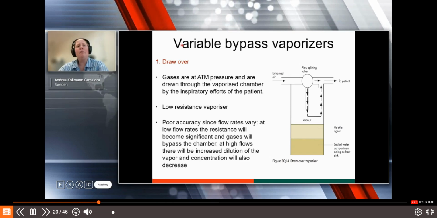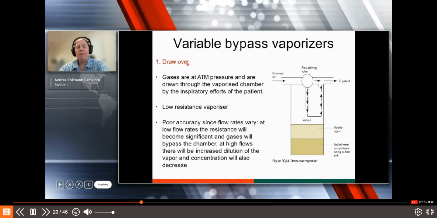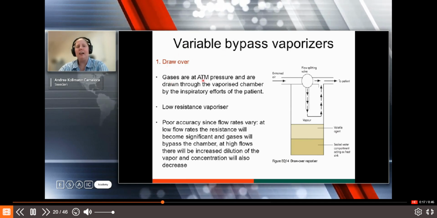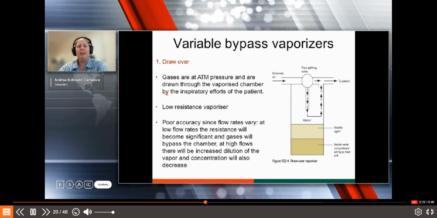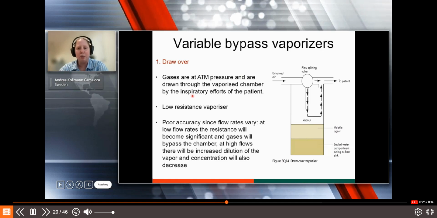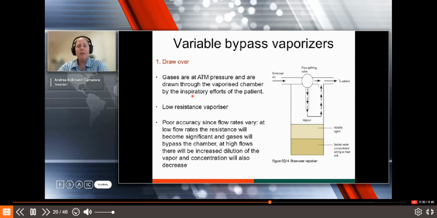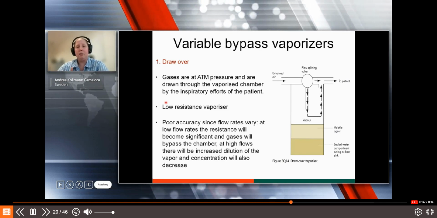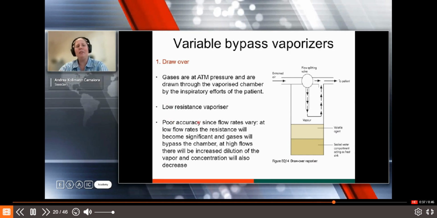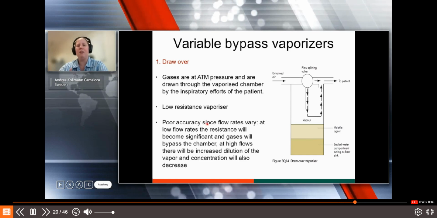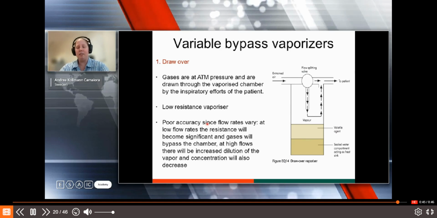Then the variable bypass vaporizers got an update, and you have the draw-over, in which the gases are at atmospheric pressure and are drawn through the vaporizing chamber by the inspiratory efforts of the patient. So the patient inspires and draws the gas. So of course it needs to be low resistance, so the patient doesn't have difficulty breathing in the gases. But the accuracy is low, because we don't know how deep the patient is breathing. So this is the basic model.